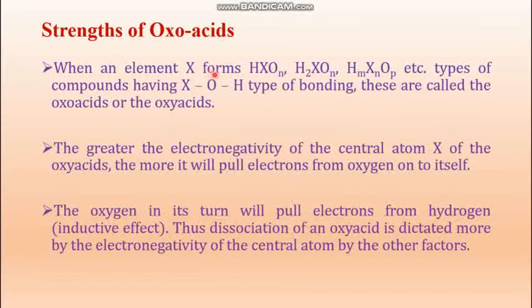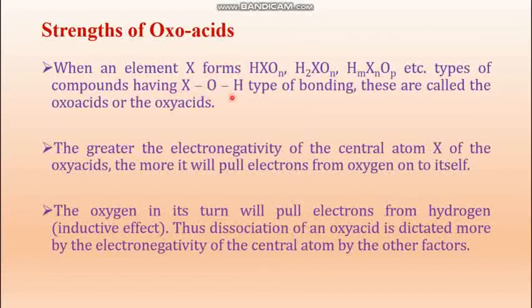So when an element X forms acids of the type HXOn, for example, perchloric acid HClO4 or HNO3, H2XOn, for example, sulfuric acid H2SO4, carbonic acid H2CO3, HmXnOp, for example, oleum H2S2O7 or thiosulfuric acid H2S2O3, and so on, these are types of compounds having X-OH type of bonding.